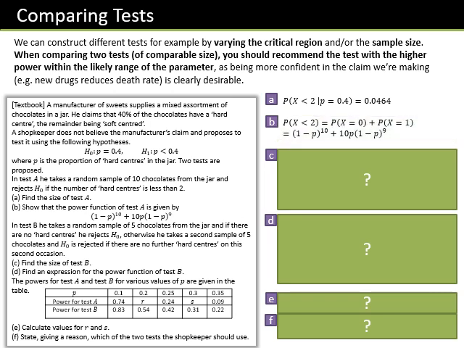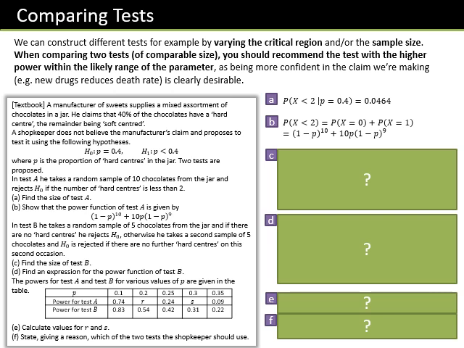The probability we get no hard centres is 1 minus the probability of getting a hard centre, to the power 10, and then the same thing here for the probability of getting one hard centre, and then we're just adding them together. Then for the next part, he says I'm going to do a different test.